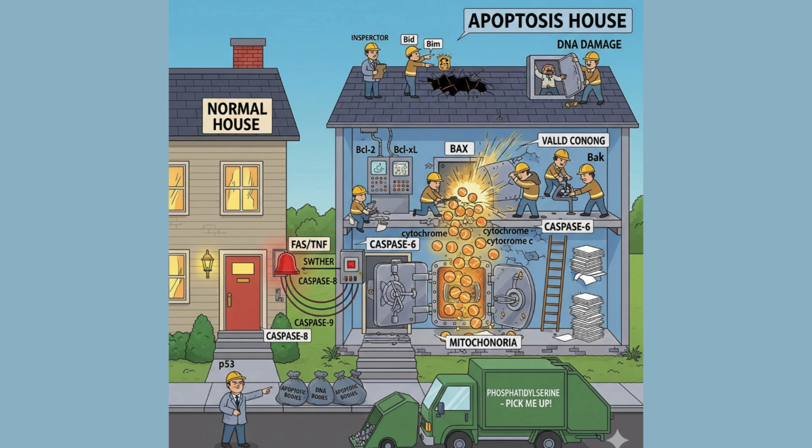Physiologically, it's for development and immune regulation. Pathologically, it's involved in DNA damage, infections, degenerative diseases, and cancer. Always clean, energy dependent, and no inflammation. That's apoptosis, the precise programmed self-destruction that balances life and death in our tissues.